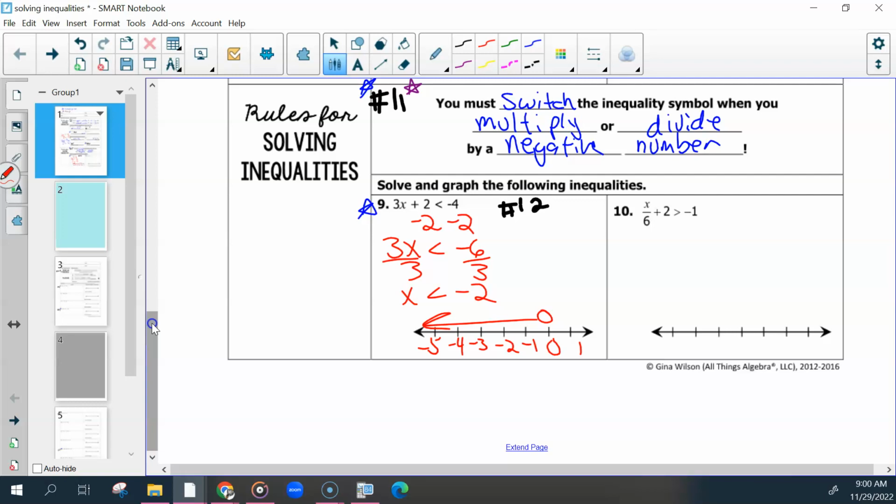Questions on that one? Who remembers doing this before? Someone. Okay. Anyone still writing this down? Go on to the next page.